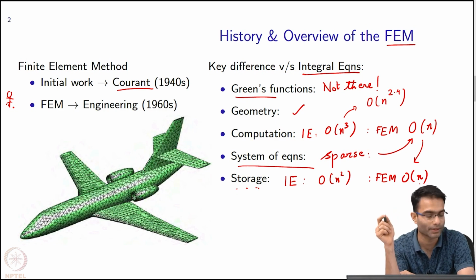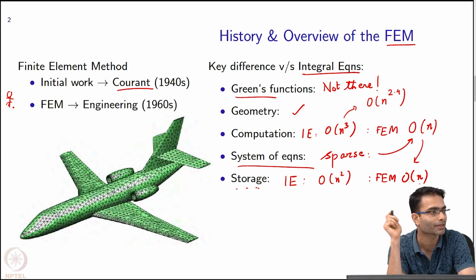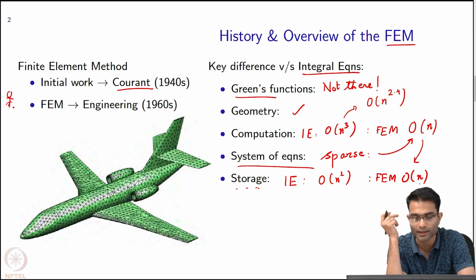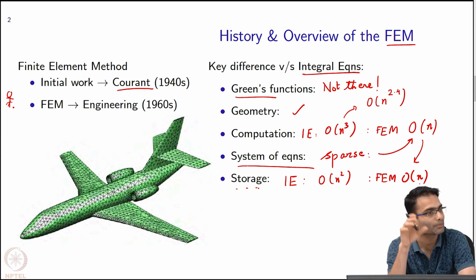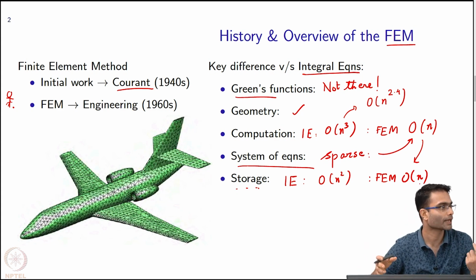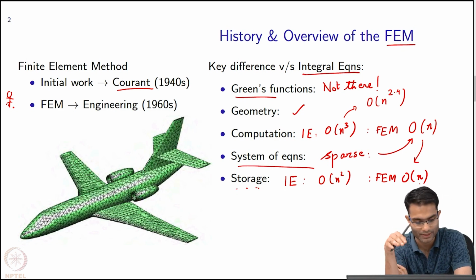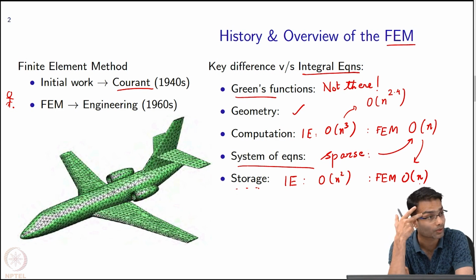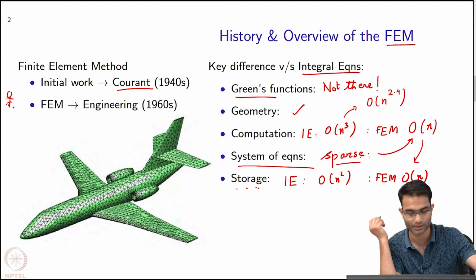Looking at this, naturally you should ask a question: if everything is so great about FEM, why did we bother studying the integral equation method at all? The answer is that the accuracy that you get with integral equation methods is much better. To get the same level of accuracy, you would need to discretize finer in FEM than in the integral equation method. We'll see a very good conceptual reason for why it is that way as we go along. That's the price that you pay for a sparse system of equations. There is no free lunch, and that's where you lose out.